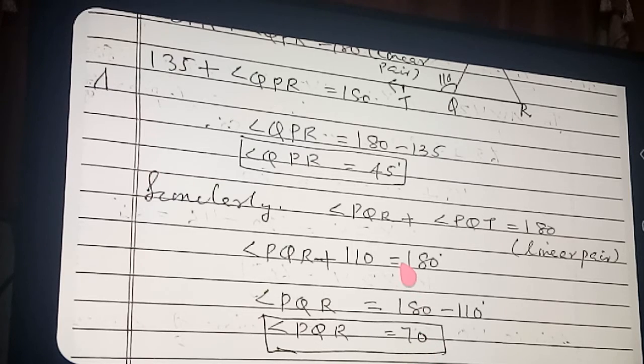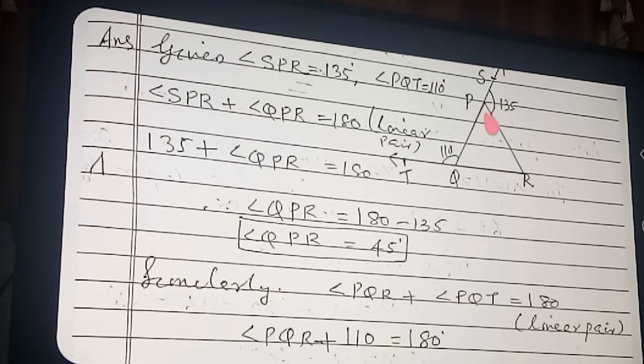Now again move to the diagram. So which angles you got? You got angle P, how much got? 45 got. Angle Q, how much got? 70 got. Now what is your question? You want to find out angle PRQ.